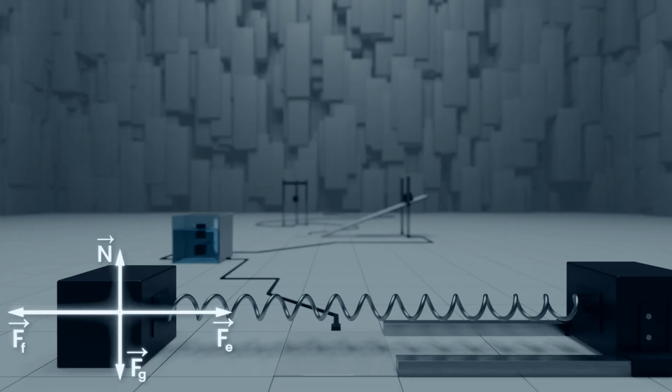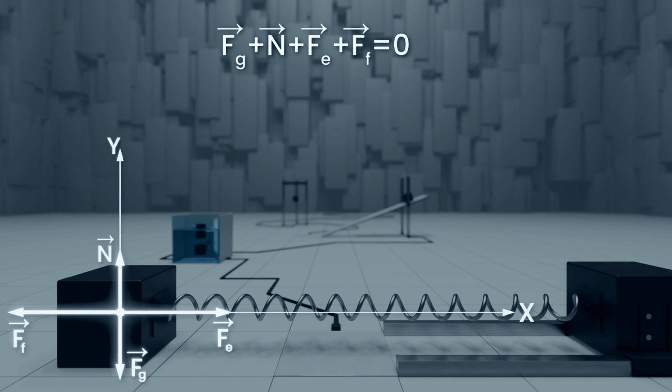forces act on the block. Since the block is at rest, the sum of these forces must be zero, according to Newton's first law. We can express this mathematically using a vector equation, but in practice it's easier to work with projections of forces onto the coordinate axis. Gravity mg and the normal force N are perpendicular to the x-axis, so their x-components are zero. The elastic force acts along the x-axis, so its x-component is positive and equal to its magnitude.